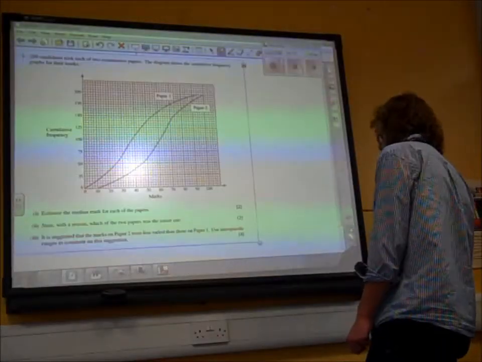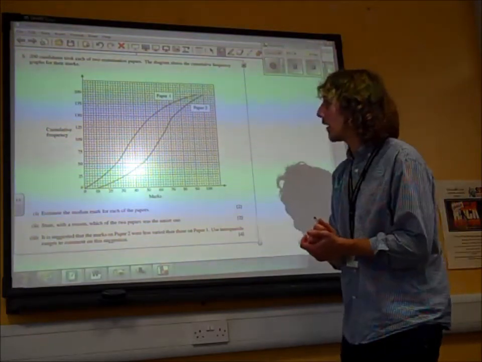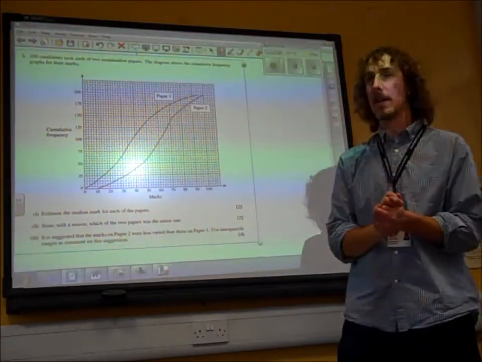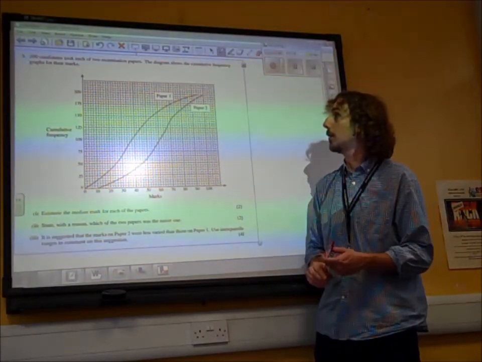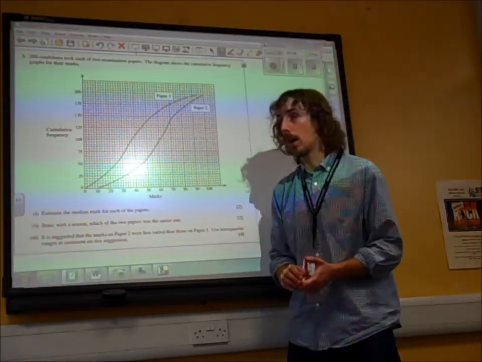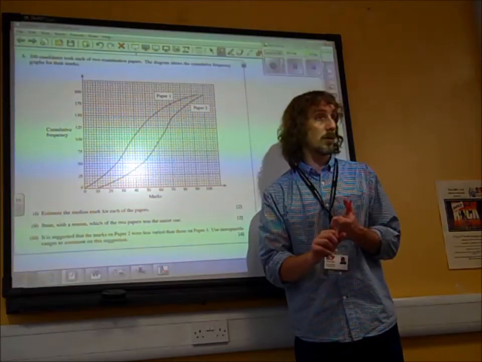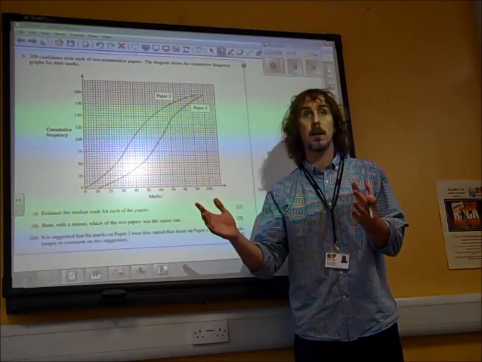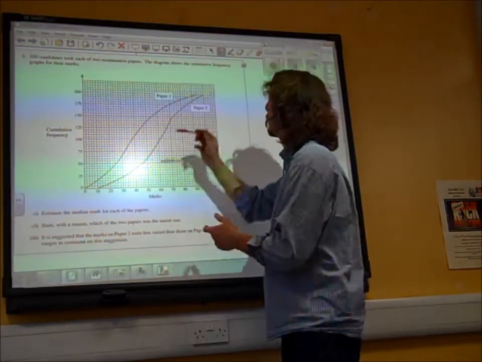Mammoth homework this week. Here we had an S1 paper. We've got 200 candidates take each of 2 examination papers. The diagram shows the cumulative frequency graphs for their marks. Estimate the median mark for each of the papers. So there are 200 students, so that's a big N. So we just need to think about the 100th one as the one that we're after.